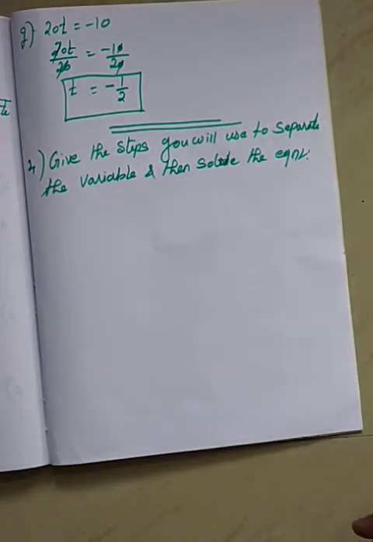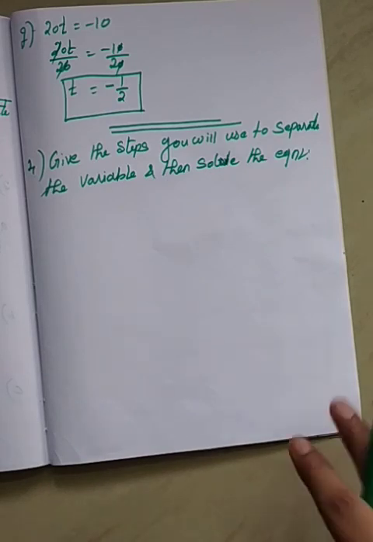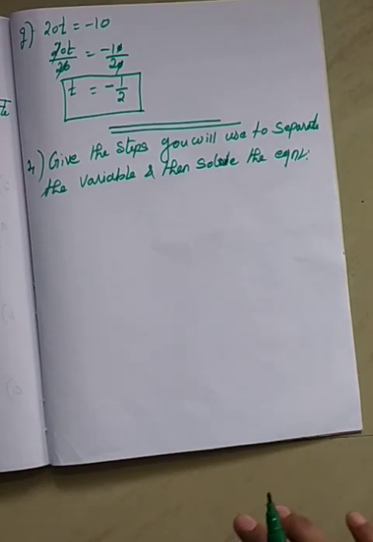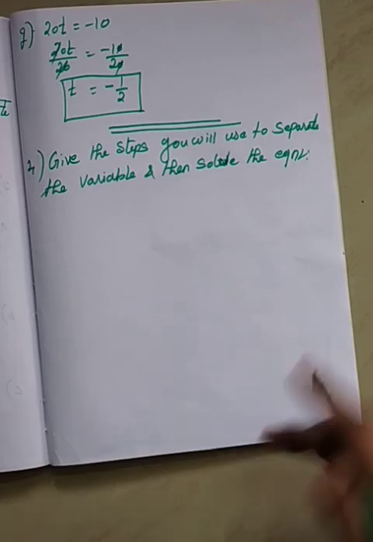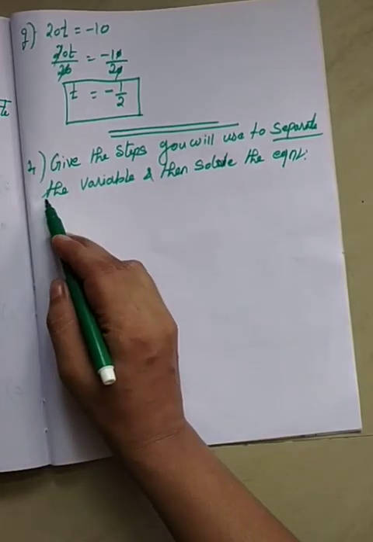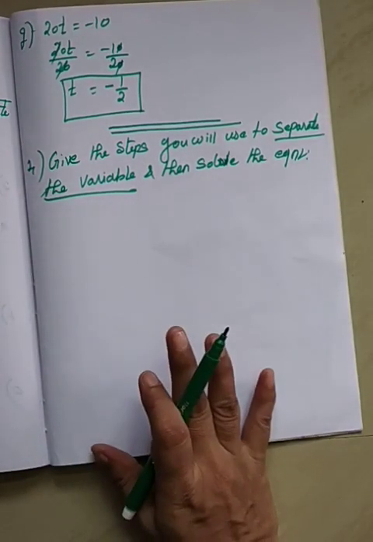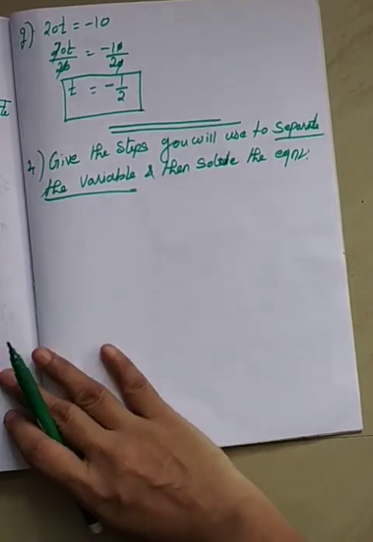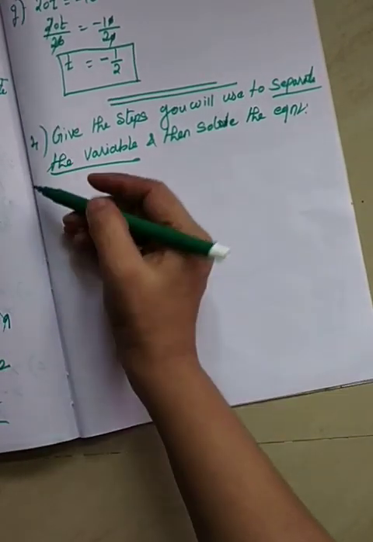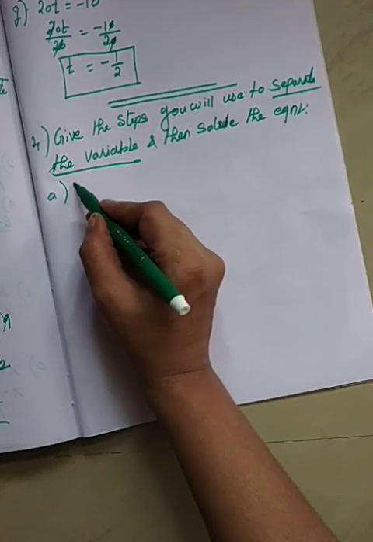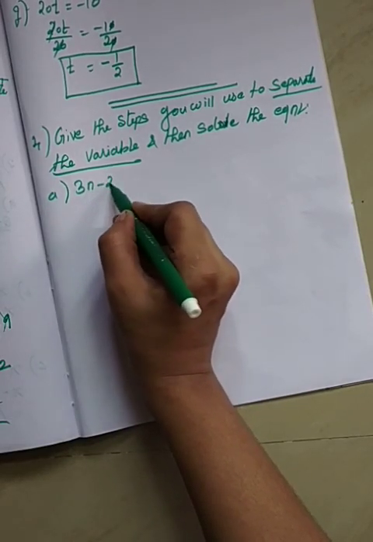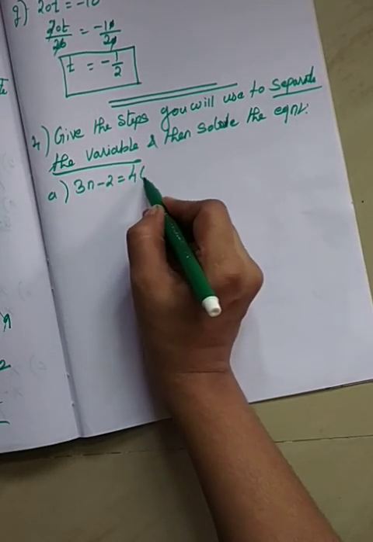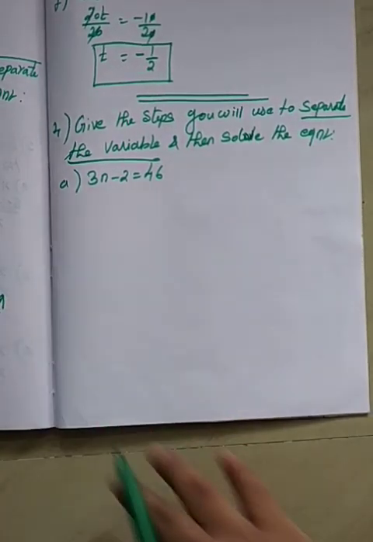Give the steps you will use to separate the variable, and then solve the equation. So the same question: separate the variable first, after that you have to solve the equation. See the first problem, 3n minus 2 equal to 46. What do you do?